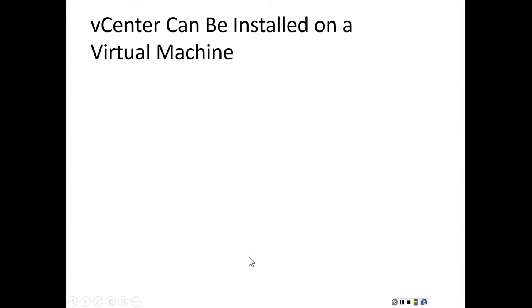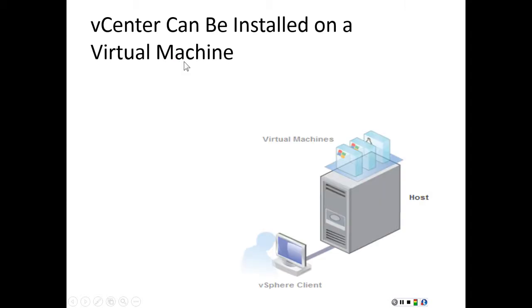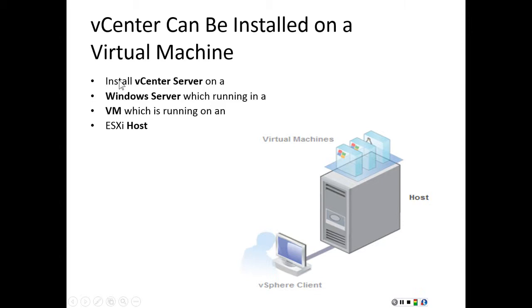But another way to go is to install vCenter Server on a virtual machine. So in this diagram, you can see that vCenter Server can be installed on a virtual machine running on an ESXi host. What we're going to do is install vCenter Server on a Windows server, which is running in a virtual machine, which is running on an ESXi host.